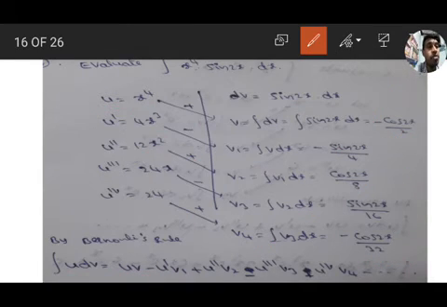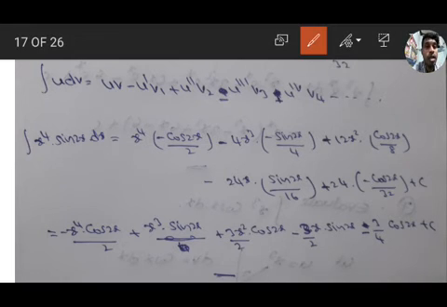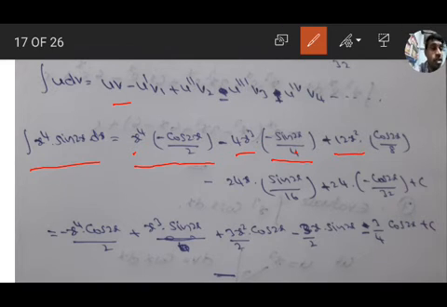So substitute in the formula, we get the answer. Integration x to the power of 4 into sin 2x dx equal to x to the power of 4 into minus cos 2x by 2, that is v, minus, x to the power of 4 derivative is 4x cube, into v1 which is minus sin 2x by 4, and 4x cube derivative 12x square into cos 2x by 8, minus 24x into sin 2x by 16, plus 24 into minus cos 2x by 32.